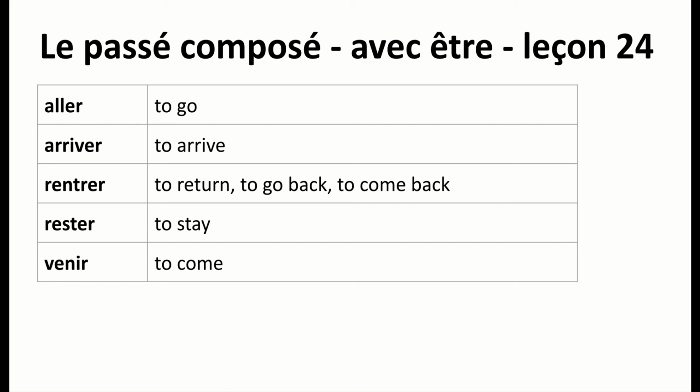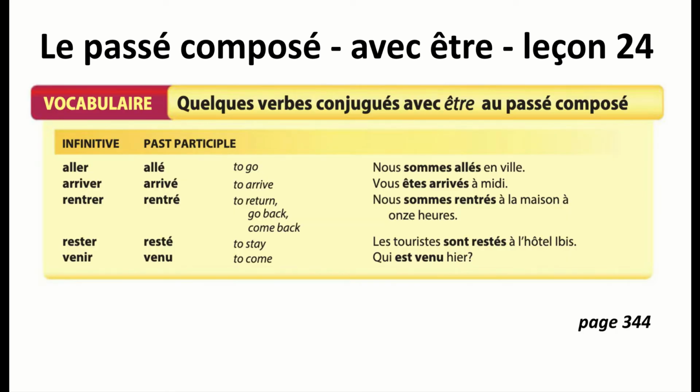All right, so we know aller and venir are irregular verbs in the present. The good news for you is that aller is actually a regular past participle. So aller is pretty easy, and then venir is a little bit different. So voilà, quelques verbes conjugués avec être au passé composé. So aller goes to allé. You drop the ER and you add é avec accent aigu. Arriver, même chose. Rentrer, rester.